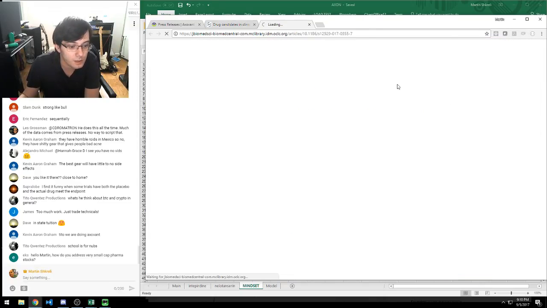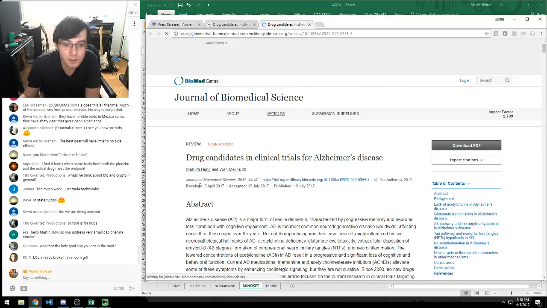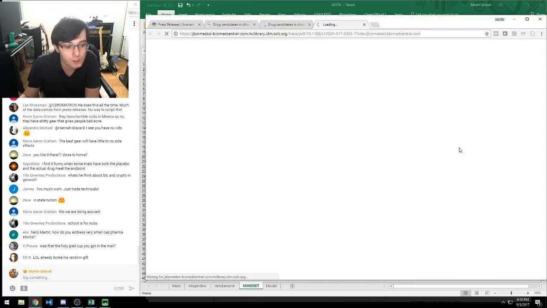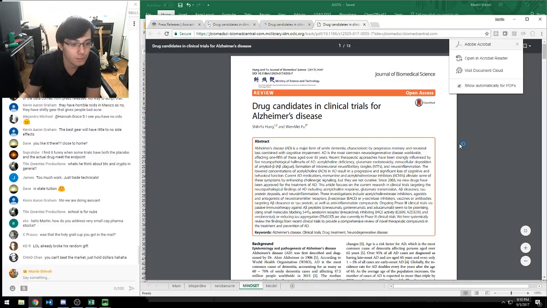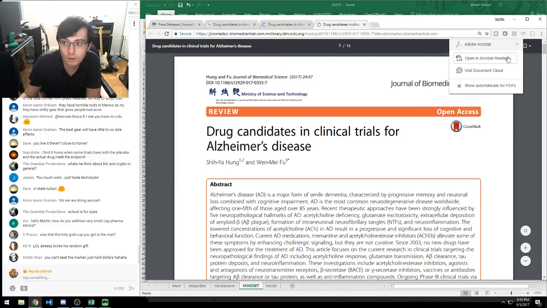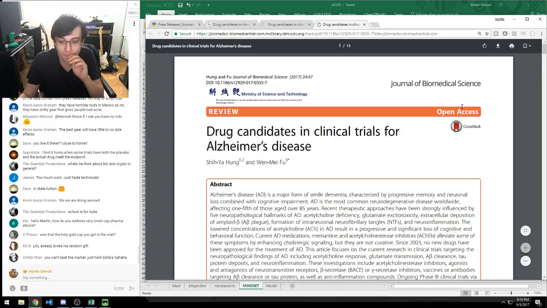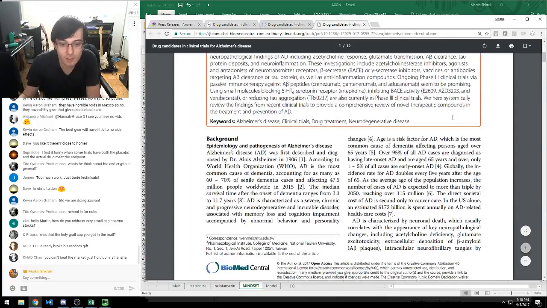So let's read some of this stuff. Both of these papers seem to be review papers that address more than just interbreeding.